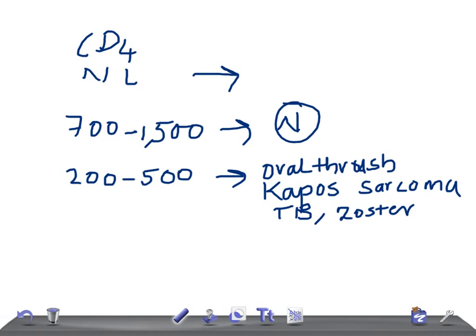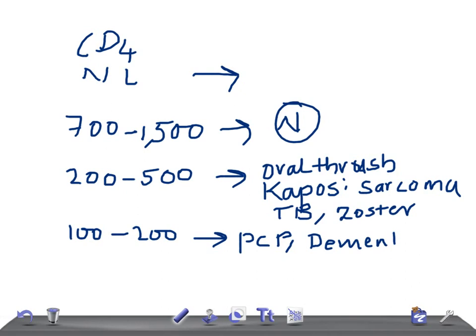Okay guys, if the CD4 count is below 200, that's 100 to 200, what diseases do you expect in these patients? The opportunistic infections are Pneumocystis carinii pneumonia, PCP, and the other important thing is dementia. So remember, if the CD4 count is below 200, the opportunistic infections are PCP, that is Pneumocystis carinii pneumonia, and dementia.